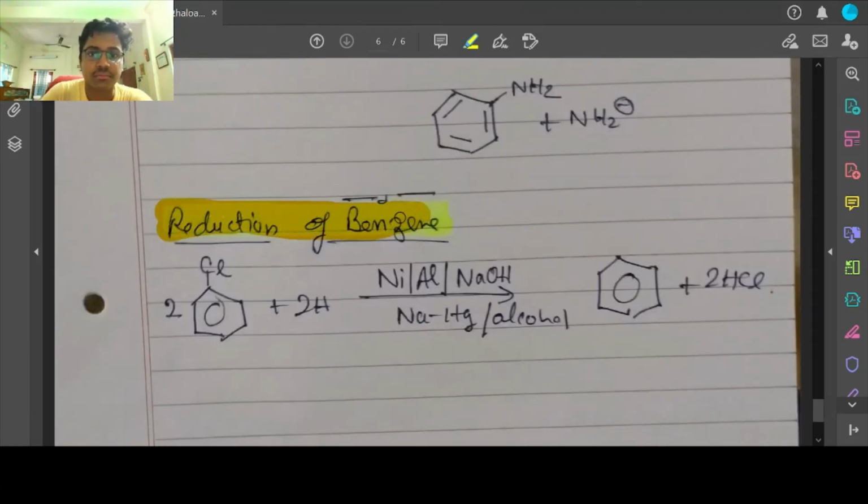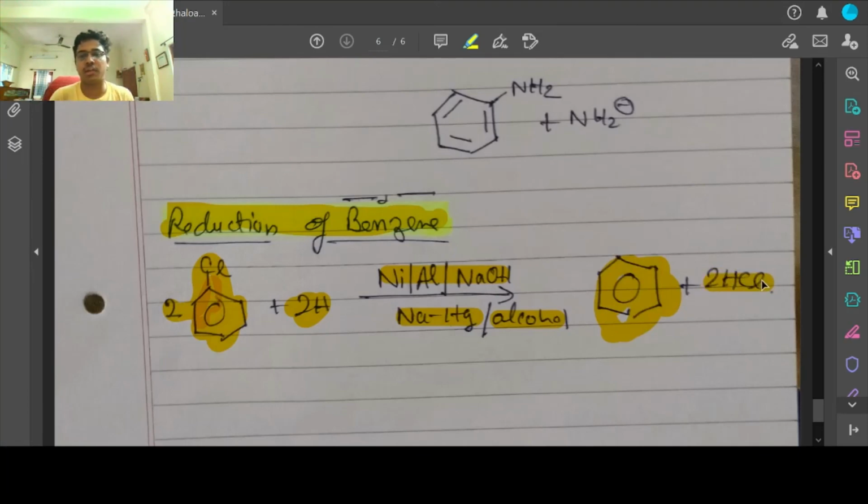Now, reduction of chlorobenzene. If you are asked to convert chlorobenzene to benzene, there are multiple methods by which you can do it, but the best suited method is this. 2 moles of chlorobenzene plus 2 hydrogen, 2H, in presence of nickel and aluminum with NaOH, or sodium amalgam and alcohol, gives benzene, plus 2HCl.